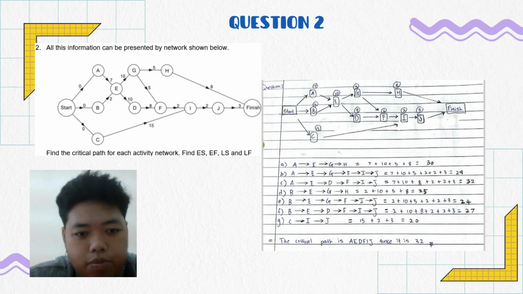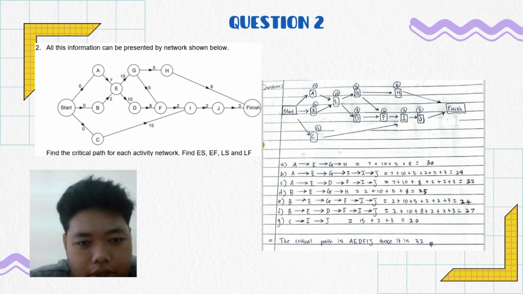Next is B, E, D, F, I, J. And the last one is C, from C we go to I and then to J, and then finish.